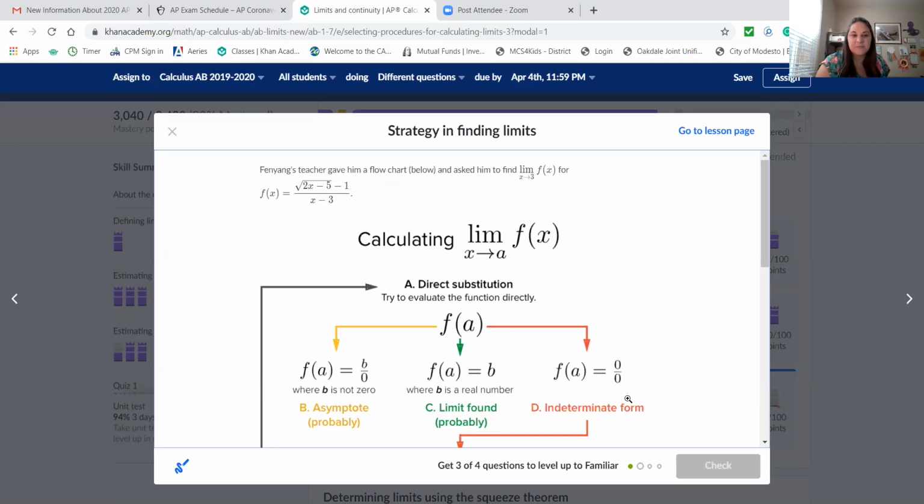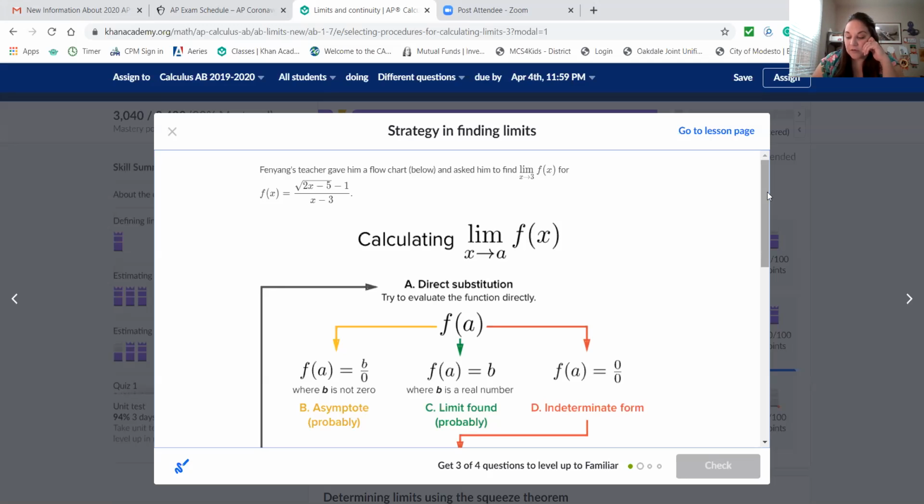Fin Yang's teacher gave him a flow chart. Here's the flow chart we started this video with. It's got a square root, and we want to let x go to 3. As you see, if I sub in 3 into the denominator, I am going to get a 0 in the denominator. If I sub in 3 into the numerator, you see me getting my pencil ready because I feel like I'm headed towards this indeterminate form.